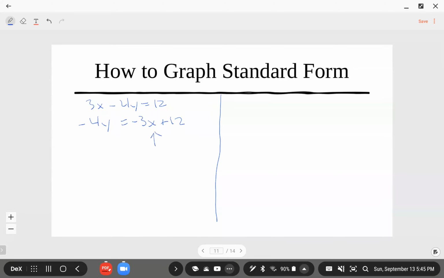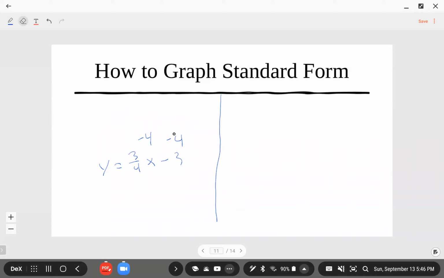And then this is our slope, right? No, we're not done yet, because we need to get y by itself, not negative 4y. And how do you get that? Divide every term by negative 4. Then we get y equals 3 over 4 x minus 3. It's as simple as that. Remember, this is a and this is b. So remember, negative a divided by b will be equal to the slope. So now let's graph this.